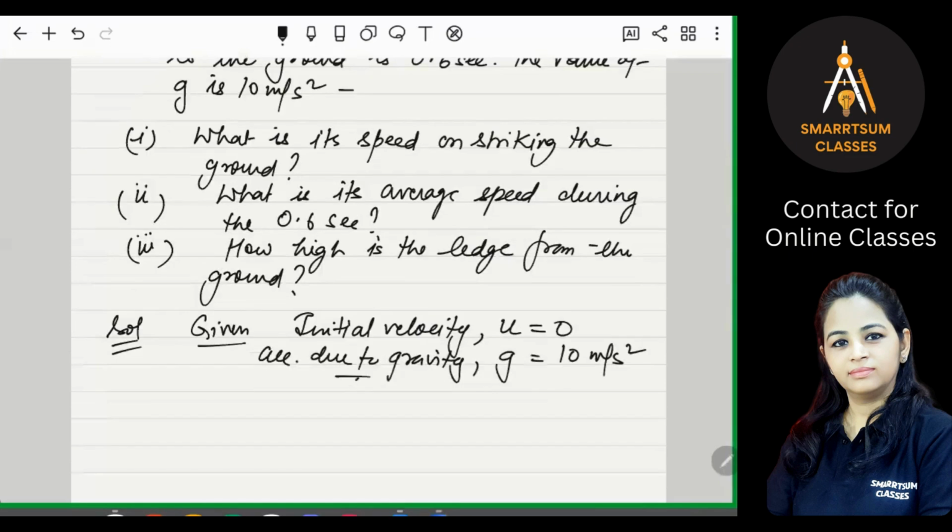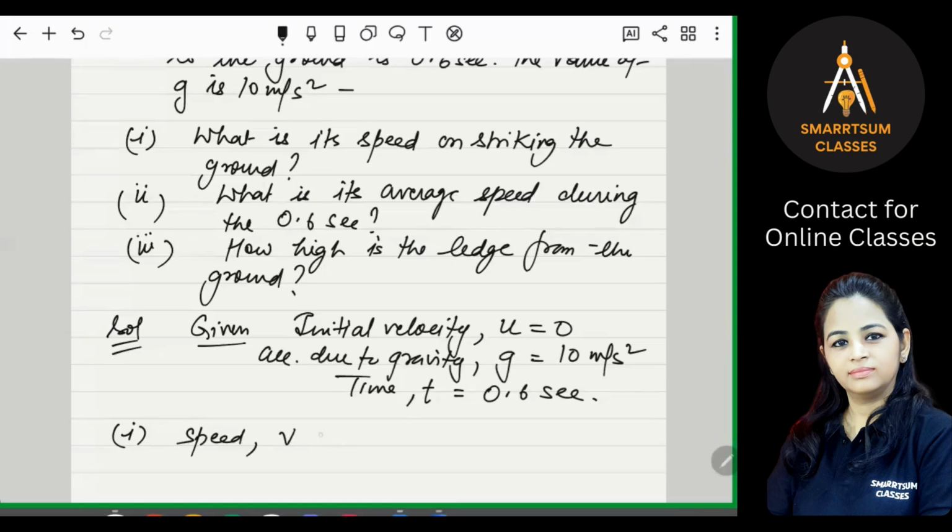Now time taken by the car to touch the ground, that is t, is given 0.6 seconds. Means in 0.6 seconds, it dropped on the surface of the earth. Now what we have to find in the first part is the speed by which it is actually touching the ground. On striking the ground, what was the speed of the car? Means you have to find the final velocity, that is v.